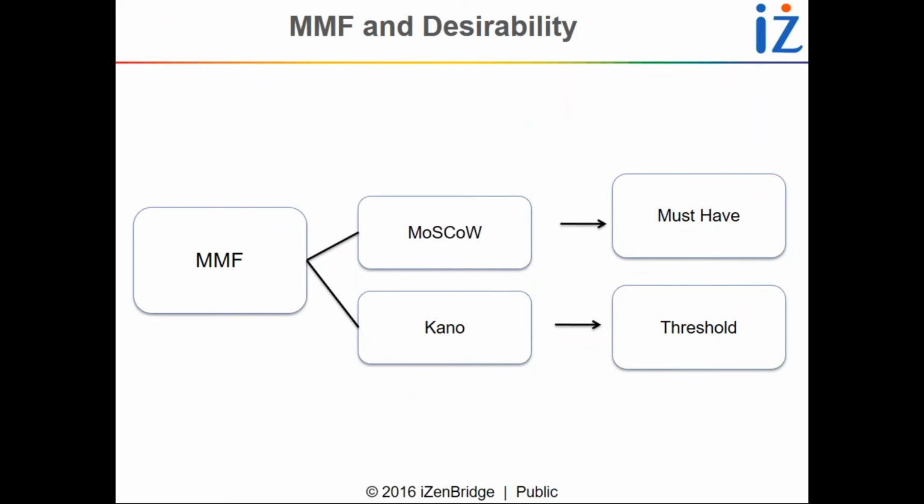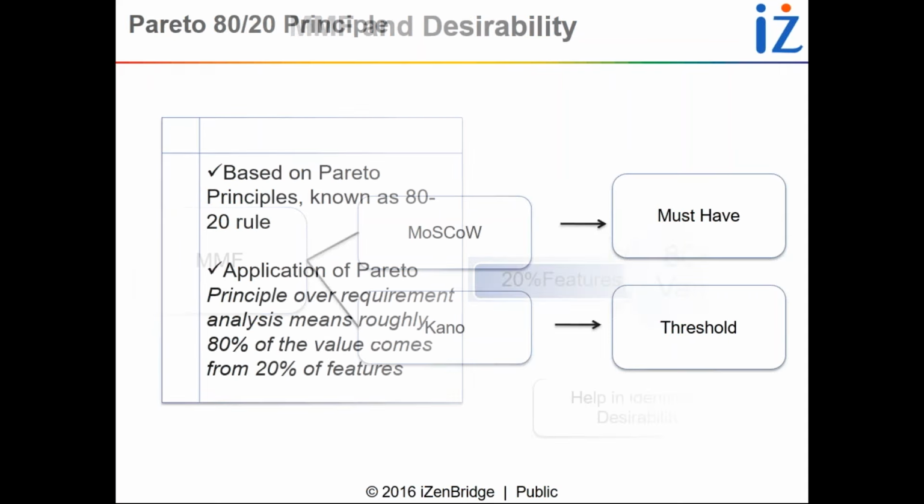MMF and desirability are highly related. Minimum marketable features and desirability. And for that, you need to visualize the desirability of your stakeholders. For that, you can use Moscow and Kano. In Moscow, must-have requirements serve the desirability, and in Kano, threshold requirements serve the desirability.